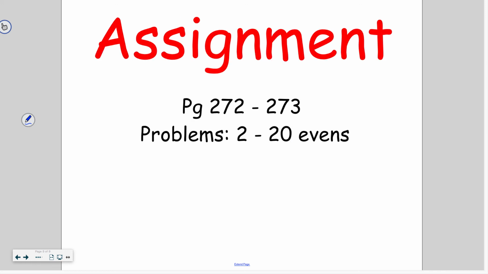Your homework is on page 272, 273, problems 2 through 20 evens. Again, make sure that there are labels on every single one of your problems on your final answers. If the labels are not there, it is going to be counted as incorrect.